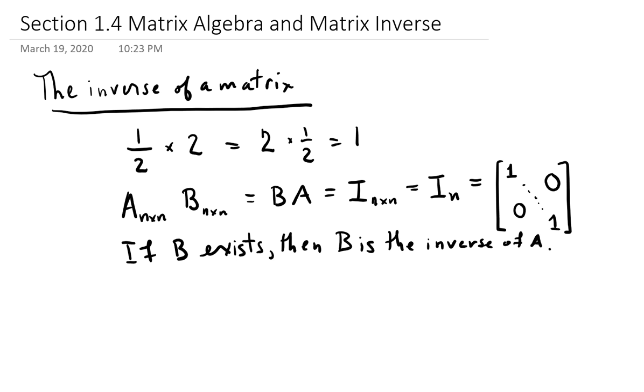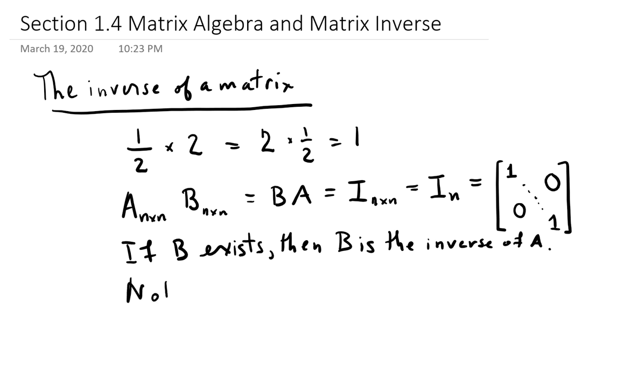Now for real numbers, the only number that doesn't have an inverse is the number 0. But for matrices, it's more complicated. There are matrices that have non-zero entries, even though they're not invertible. There's no matrix that you can multiply them by so that you end up with the identity matrix.